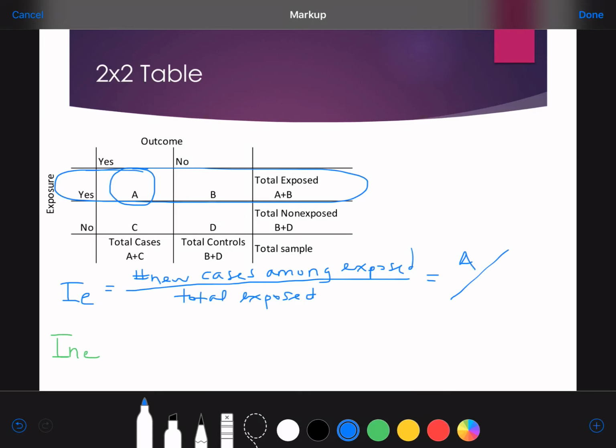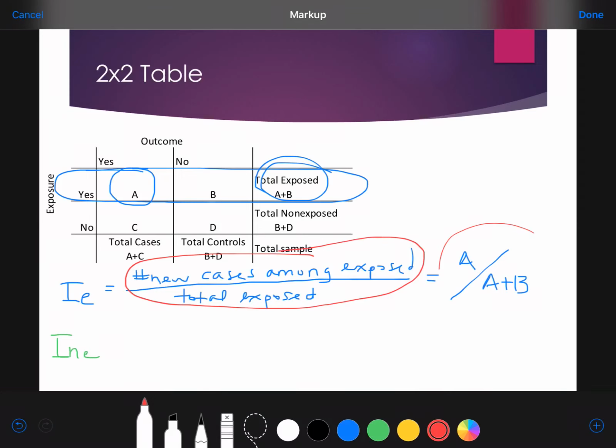Where do we find the total exposed? We find that over here, which is A plus B. So we calculate the incidence in the exposed as the number of new cases among the exposed over the total exposed, which we can also write as A over A plus B. I think it's much better to use this knowledge right here because it'll help you from getting confused in the future rather than trying to memorize the letters. The letters can get a little bit confusing.